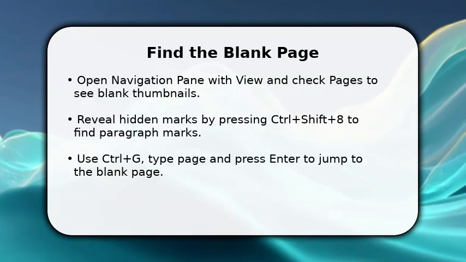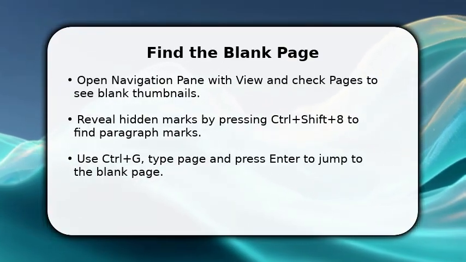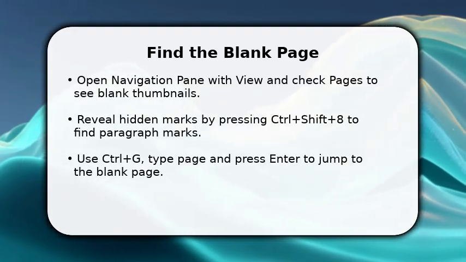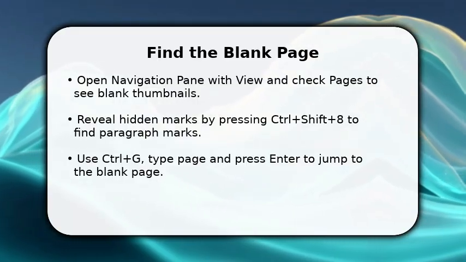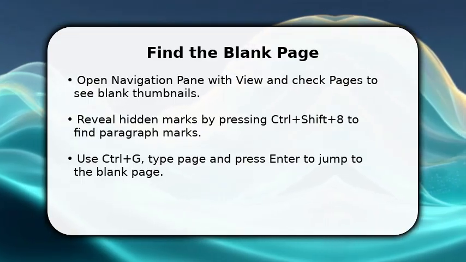Open the document and use the View tab to show the navigation pane. Click Pages to see thumbnails and find any blank thumbnail pages. Press Ctrl+Shift+8 to reveal paragraph marks and hidden formatting symbols. Look for paragraph symbols, manual page breaks, and section breaks on the blank page.